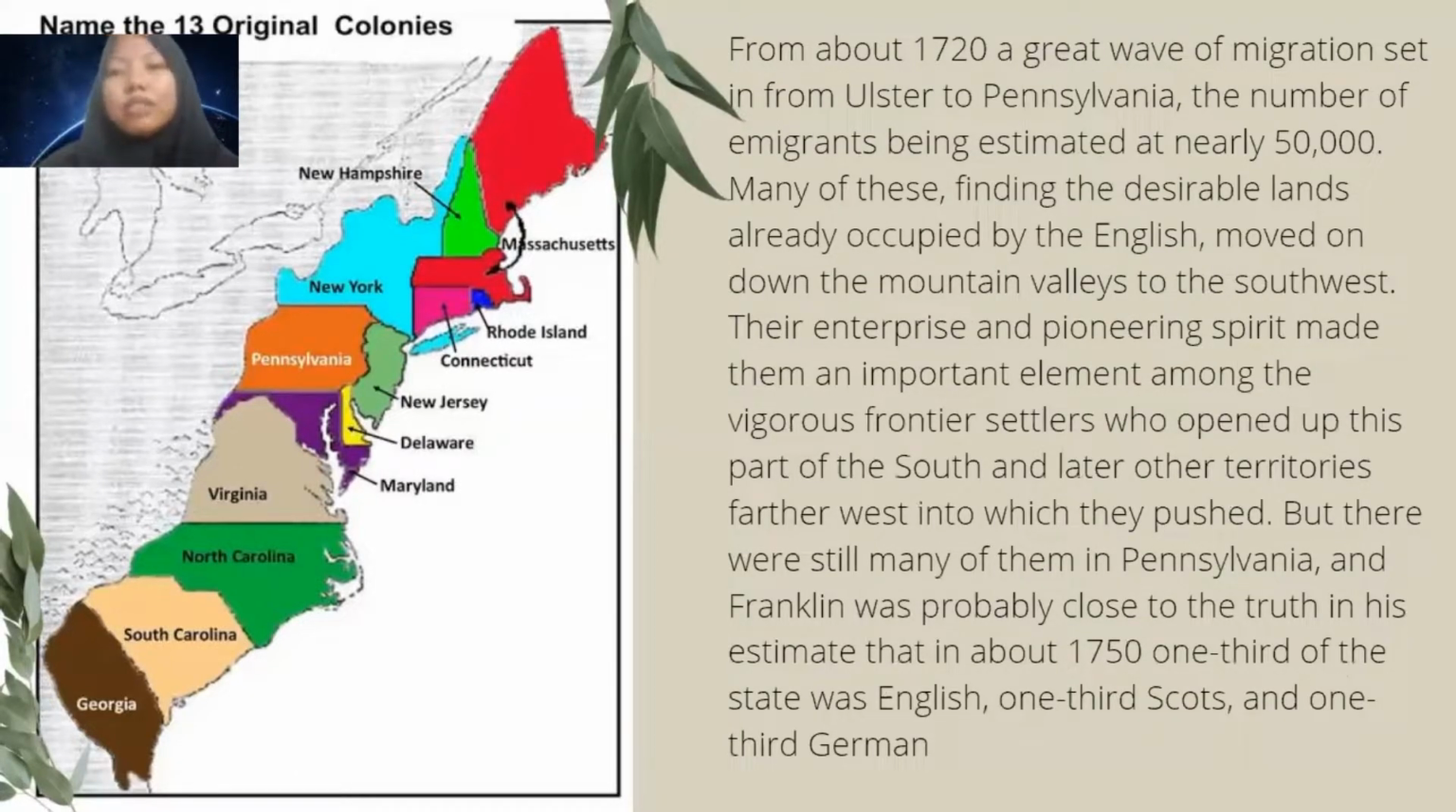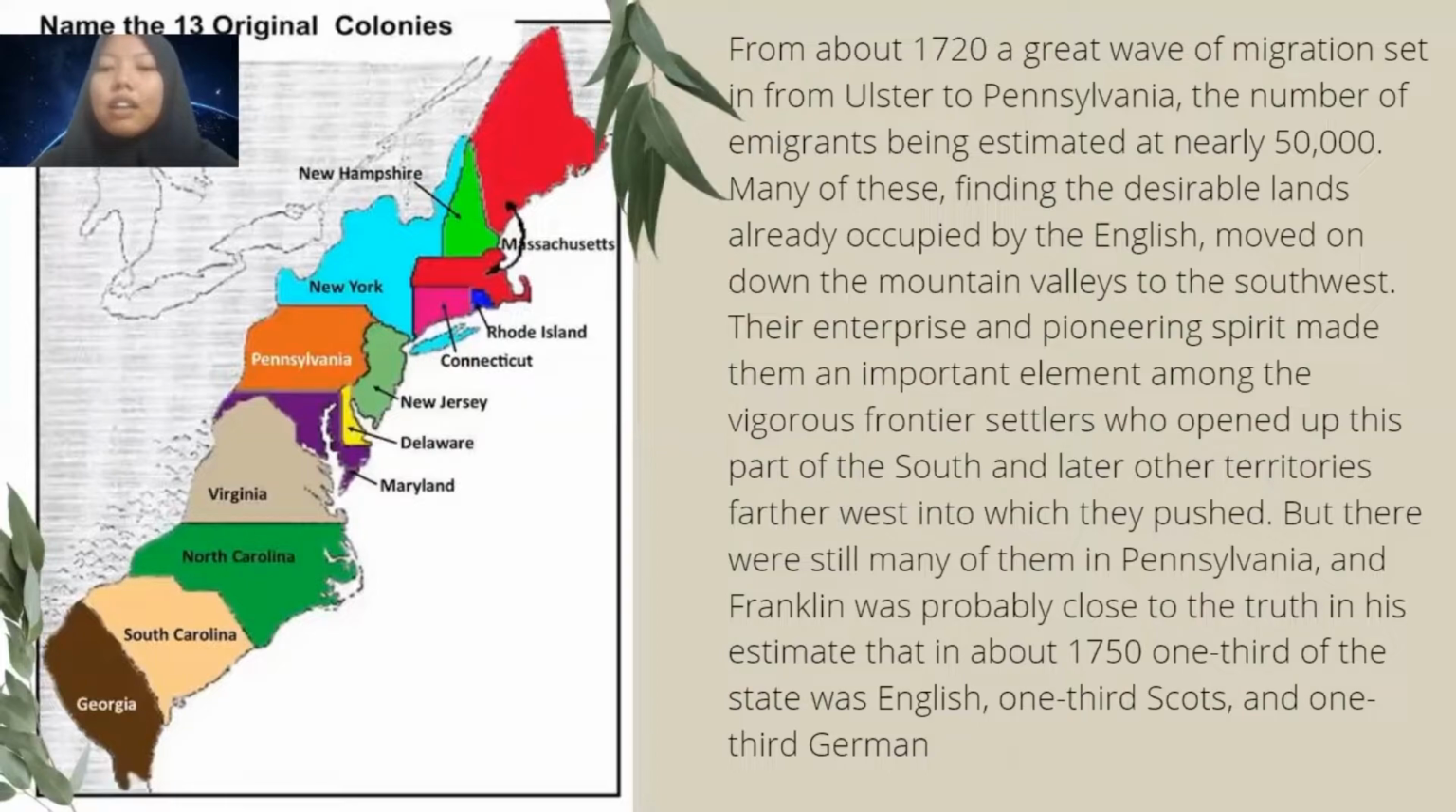From about 1720, the great wave of migration set in from Ulster to Pennsylvania, the number of emigrants being estimated at nearly 50,000. Many of these, finding the desirable land already occupied by the English, moved on down the mountain valley to the southwest. Their enterprise and pioneering spirit made them an important element among the vigorous frontier settlers who opened up this part of the South and later other territories farther west into which they pushed.